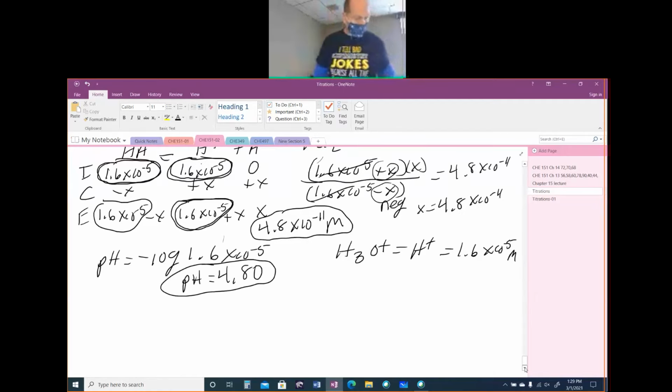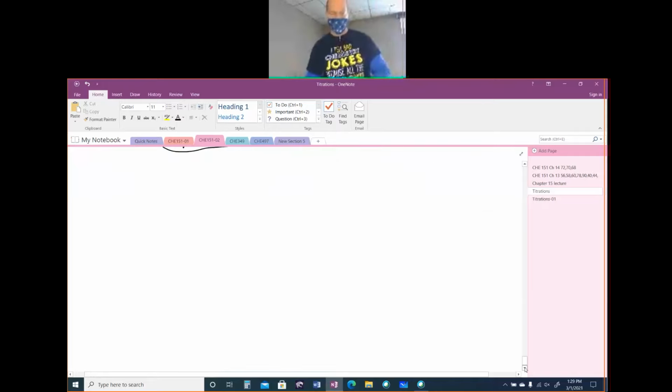All right, last one is going to be 52. Finally, we get to a base problem. 1652. And these are not going to be organized on the test, as this one is base and this one is acid.